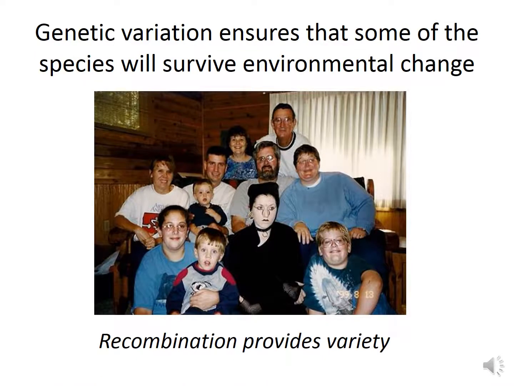So genetic variation is important. You'll notice that within a family, no two siblings are exactly the same, unless they're identical twins, and that each generation is different genetically from one another. And I want to point out that that kind of recombination is good. Recombination produces variety, and genetically speaking, variety is a very good thing.